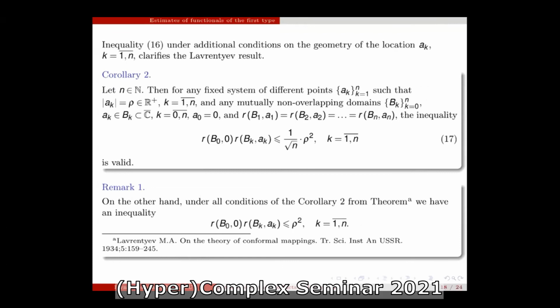Let n be a natural number, then for any fixed system of different points such that modulus a_k equals rho from R plus for all k from 1 to n, and any mutually non-overlapping domains, and the inner radii are equal, then the inequality R(B_0, 0) R(B_k, a_k) is less than or equal to 1 over square root of n rho squared for all k from 1 to n is valid.